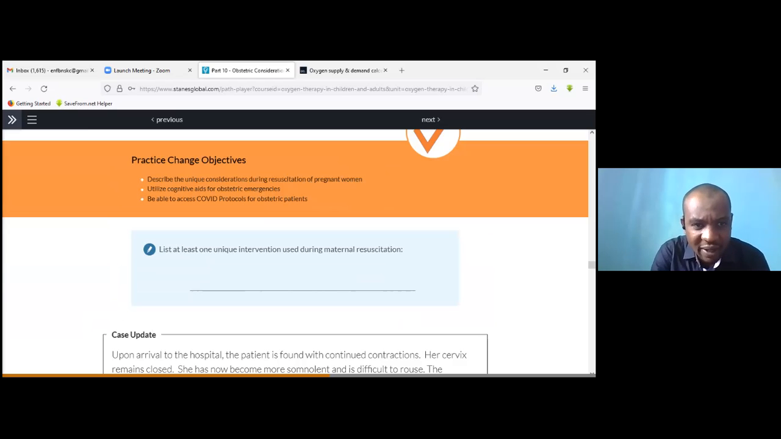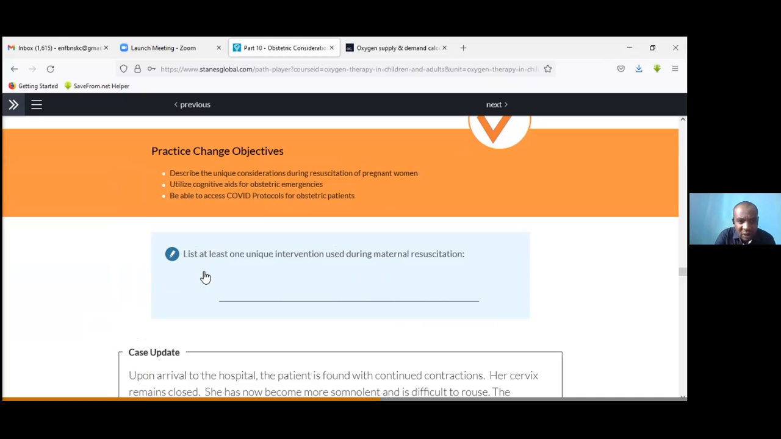The first item there is they're asking us to list at least 1 unique intervention used during maternal resuscitation. So as agreed, we'll give about 30 seconds for people to respond to that. At least one unique intervention during maternal resuscitation.